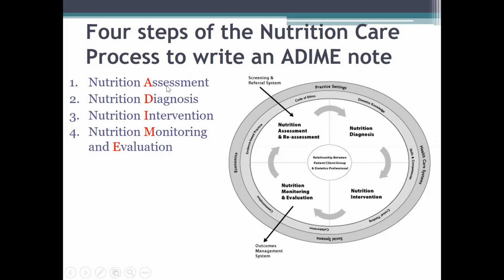If you're curious why the A, D, I, M, and E are highlighted in red, it's because when we write all of this out, when we write our note describing the interaction with the patient, we call it an ADIME note. And that is because we're getting the letters from this. So an ADIME note means assessment, diagnosis, intervention, monitoring, and evaluation. So you will have to write an ADIME note for your case study too.